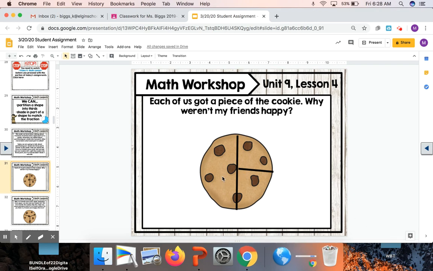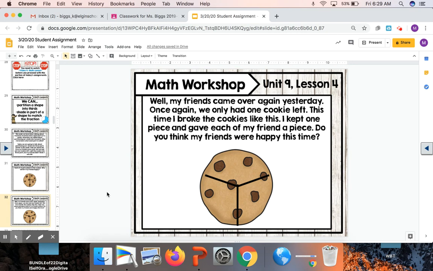Remember, I got this part of the cookie and my friends each got one of these parts? Do you remember if my friends were happy, and if they were happy, why? Or if they weren't happy, why not? My friends were not happy because we did not separate this cookie into equal parts.